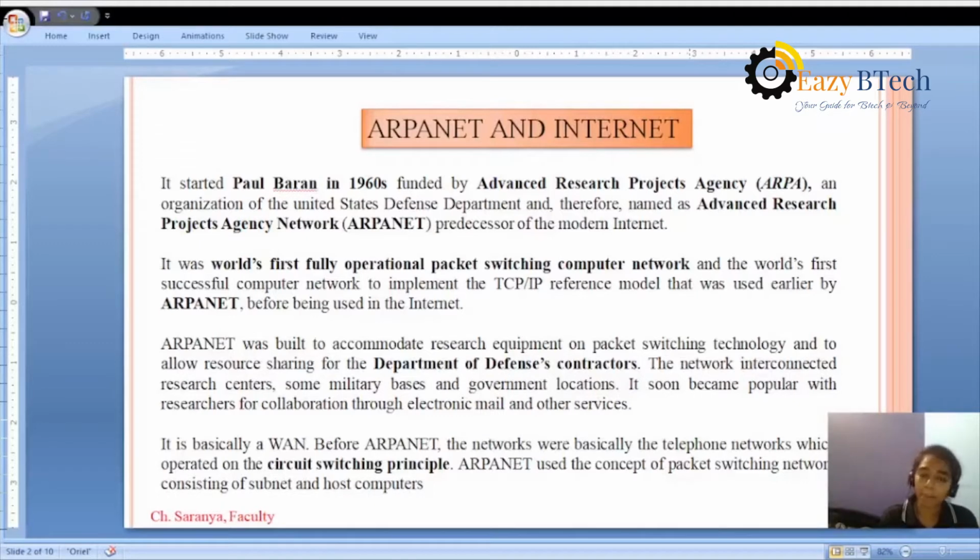Before ARPANET, the networks were basically telephone networks, which operated on the circuit switching principle. ARPANET used the concept of a packet switching network consisting of a subnet and host computers. What does the circuit switching concept mean?